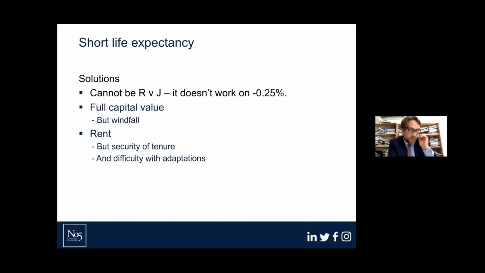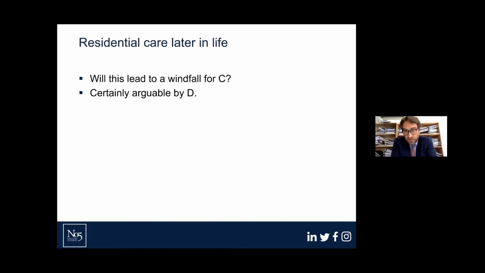Now, next and last slide, please. This is the final discussion point, which I'm going to deal with extremely briefly because of the time. And it's about residential care in later life. And the question is, well, how will the Swift approach work in a case where the claimant is to go into full-time residential care before the exhaustion of the life expectancy? So you know that the accommodation is not going to be required for life, which is, of course, the basis for the calculation.